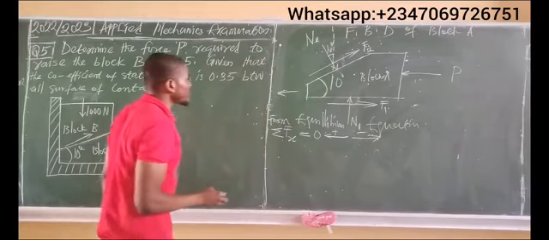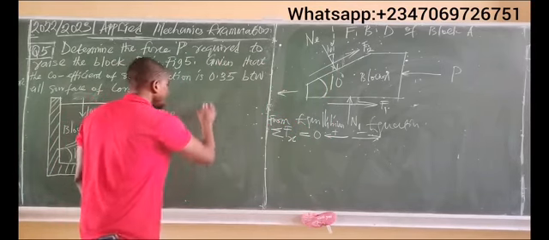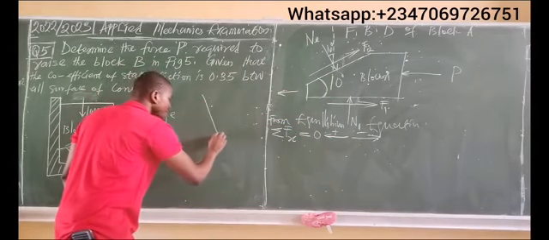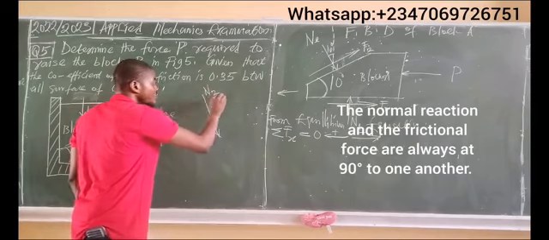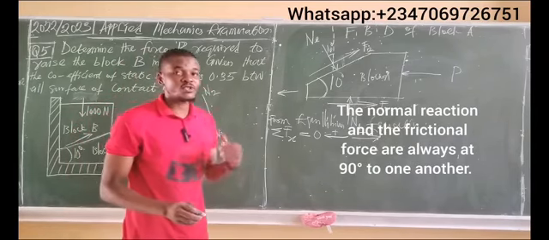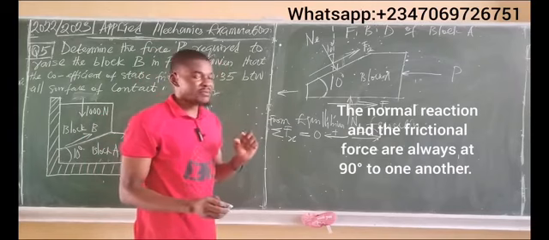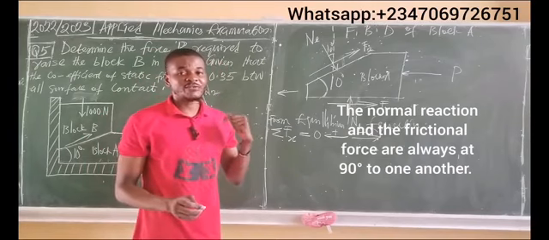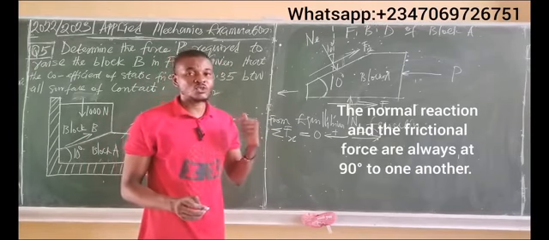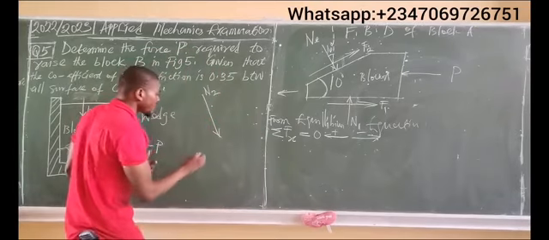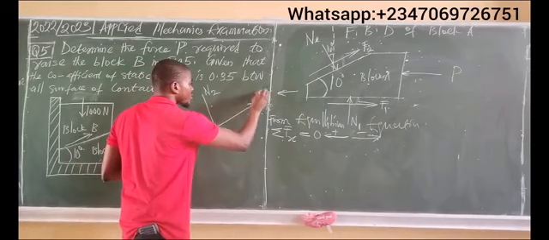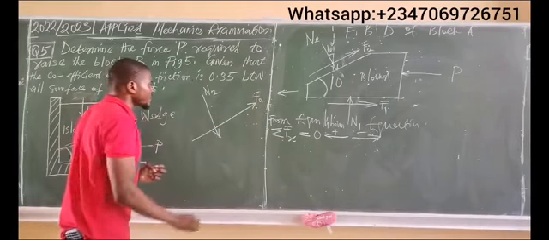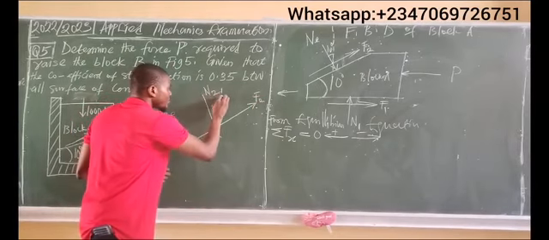Okay, that is not visible enough. We can do that over here now. So I have my normal reaction. Now, mind you, another thing to note is the normal reaction force and the frictional force are always at 90 degrees to one another. Keep that in mind. So I have the normal reaction force, I have the frictional force. They are always at 90 degrees to one another. Call this F2.